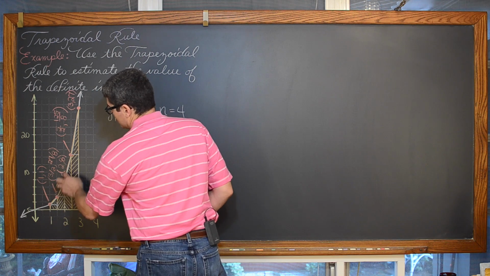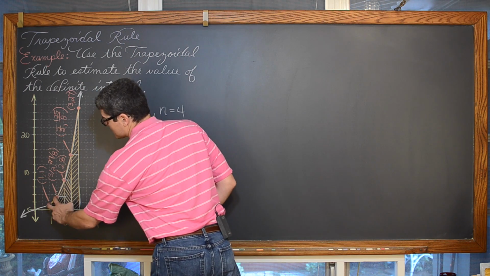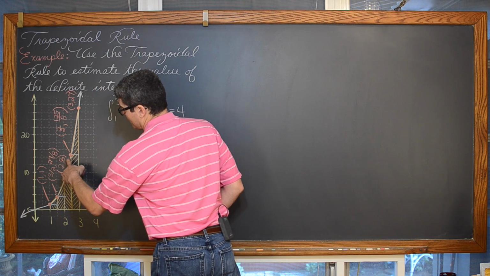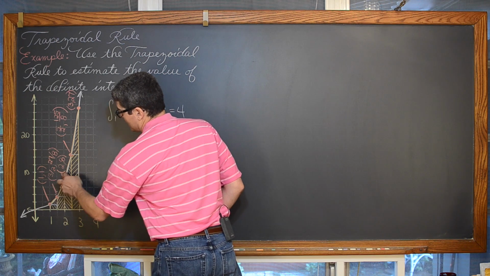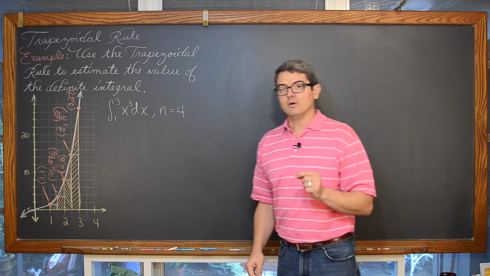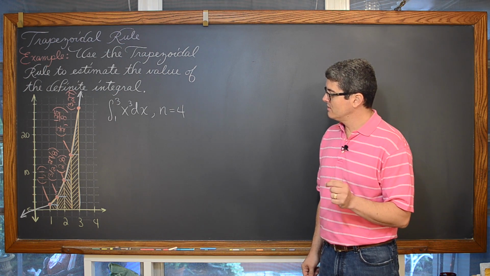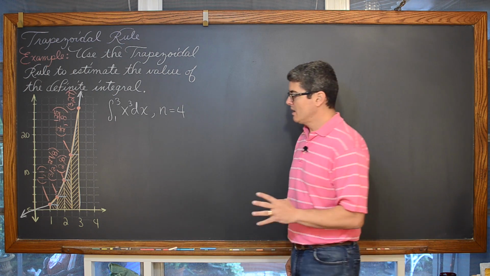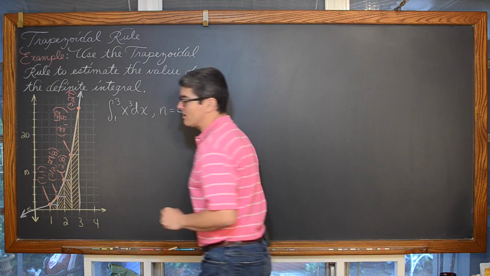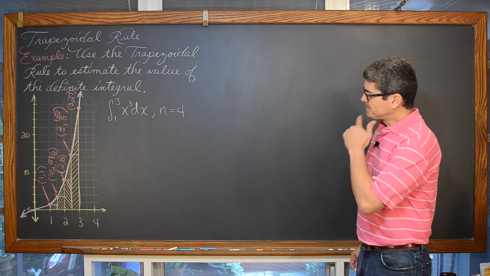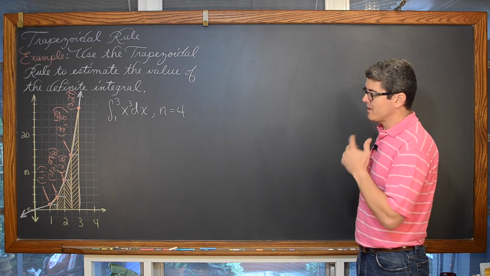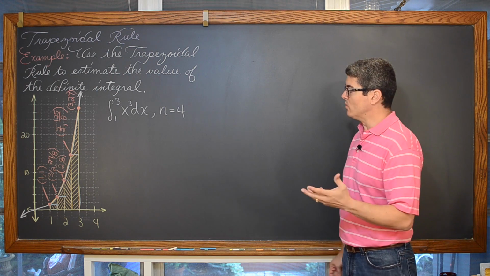But if I just use 4 trapezoids, look how closely these legs of the trapezoids follow the curve. So even with just 4 trapezoids, we're going to have an estimation that's pretty close. Now, how are we going to do that? Because again, I didn't give you the rule.